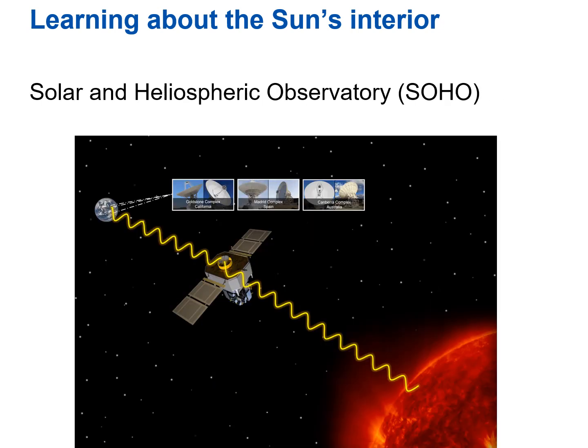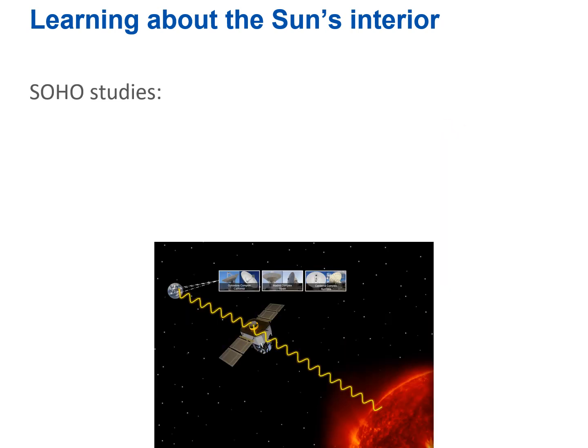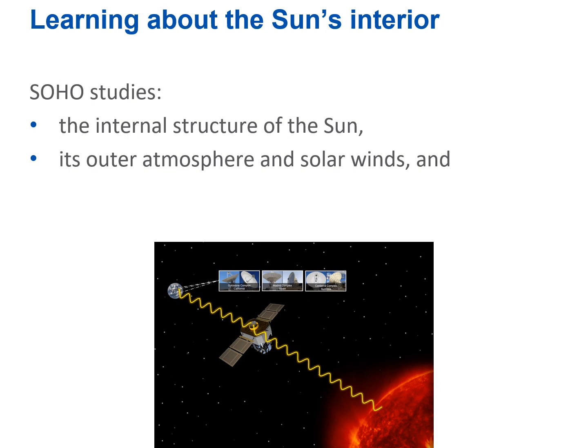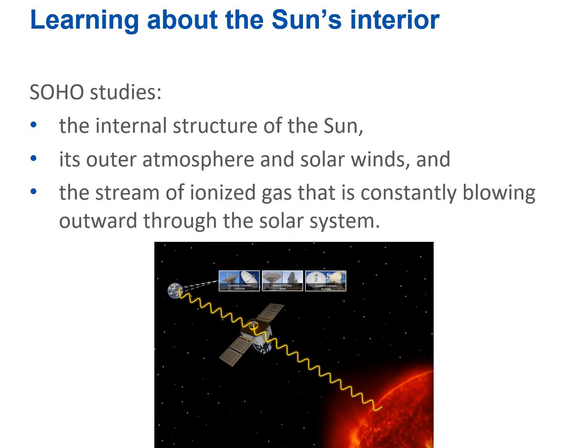One project that has helped immensely with learning about the sun is SOHO, the Solar and Heliospheric Observatory. Here you can see it gets images and data from the sun and then beams it back to various locations on Earth. SOHO studies the internal structure of the sun, its outer atmosphere and solar winds, and the stream of ionized gas that is constantly blowing outward through the solar system.